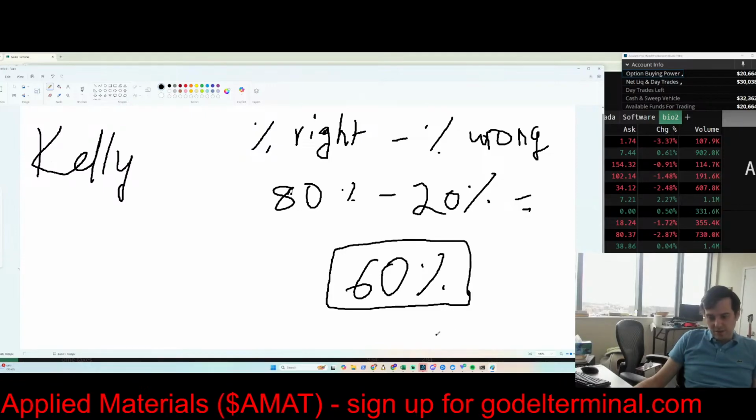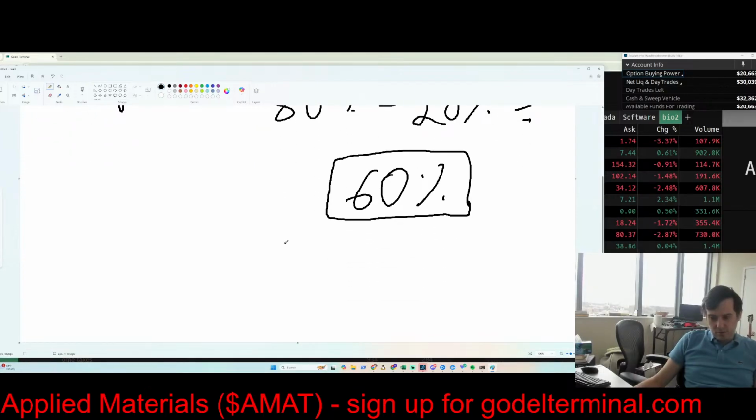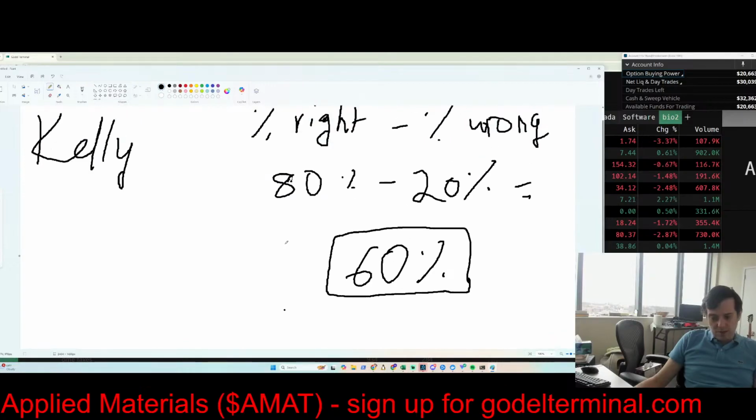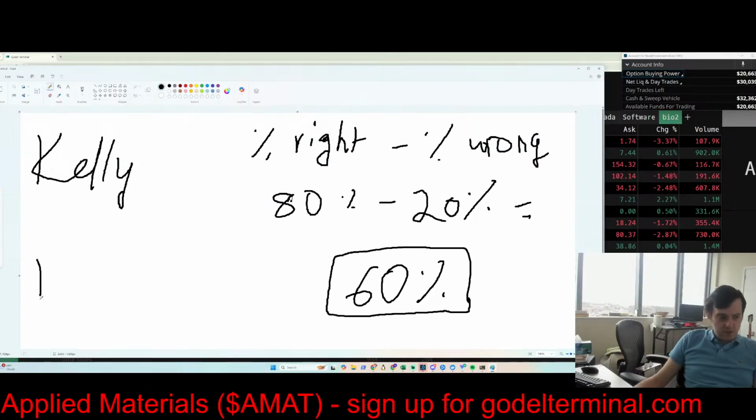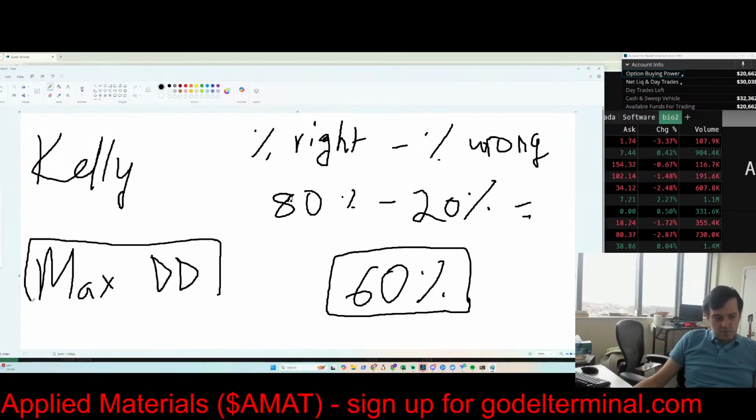So Kelly tends to overestimate. So in any event, there's a lot of ways to do it. There's another way to gear towards max drawdown. So it actually doesn't matter.